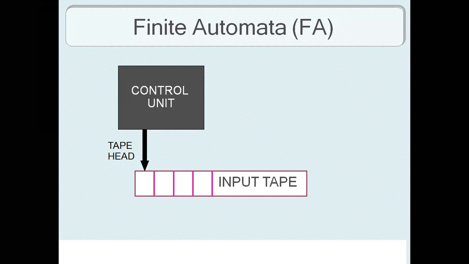And what is the purpose of the control unit? We are taking the symbol or alphabet from the input tape by using the read only head. It is used for processing from one state to another state. That means change of state that is present in the control unit. We are taking only one symbol at a time in the control unit. So these are the components of finite automata.